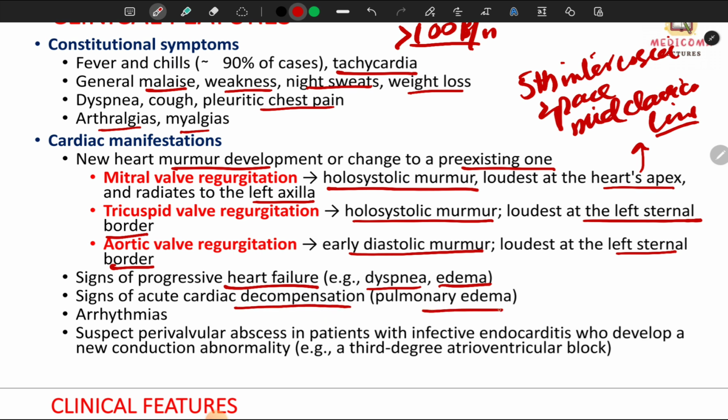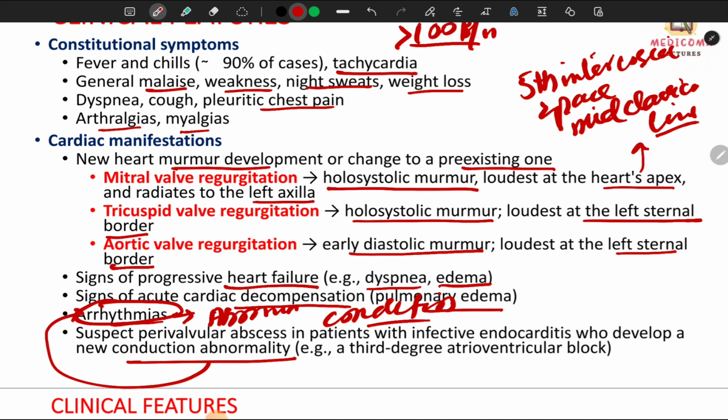And there is arrhythmia, because microabscess formation can disturb the conduction system. So there is an abnormal conduction system, which can lead to arrhythmias. And suspect a perivalvular abscess in a patient with infective endocarditis who develops a new conduction abnormality. So this new conduction abnormality can lead to arrhythmia.